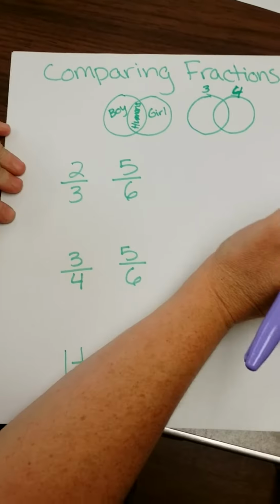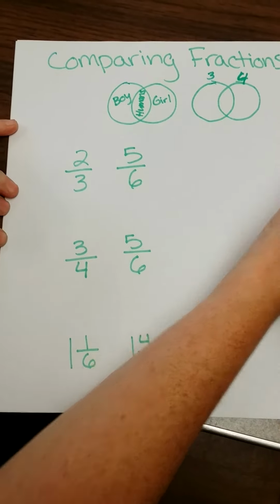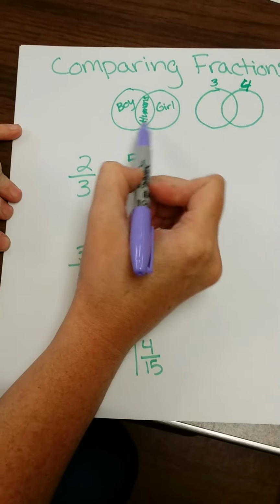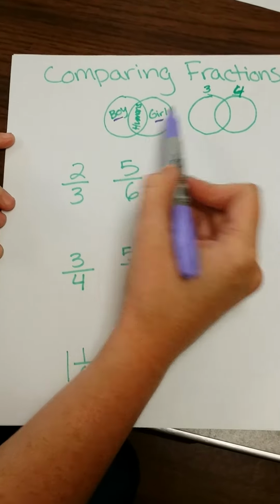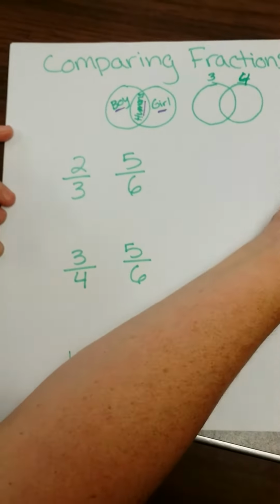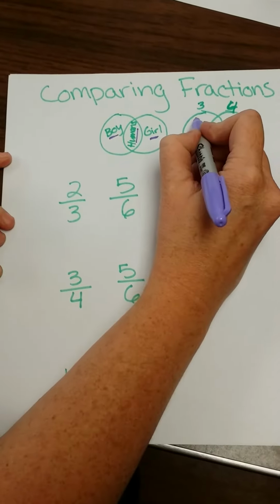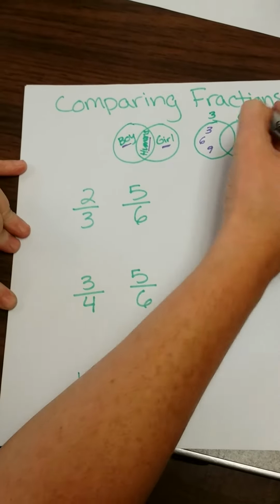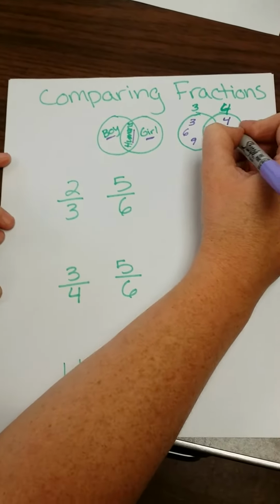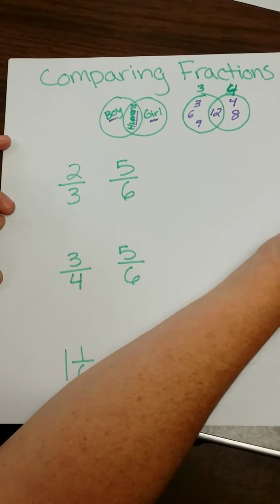Okay. Today we're going to talk about comparing fractions. So just like whenever you're comparing a boy and a girl, the boy is a boy, the girl is a girl, but they are both humans. So for 3 and 4, a 3 could be a 3, it could be a 6, it could be a 9. A 4 could be a 4 or an 8, but they both can be a 12.